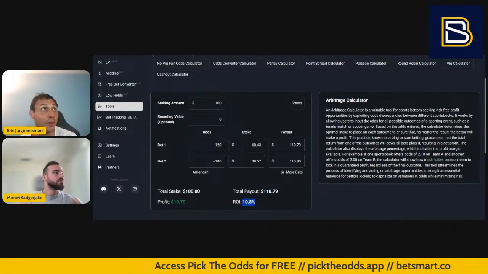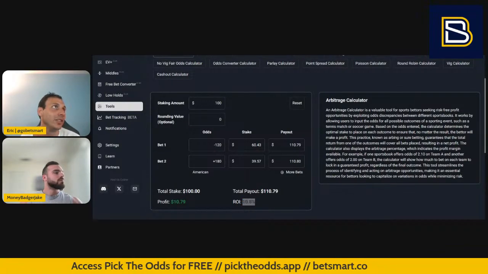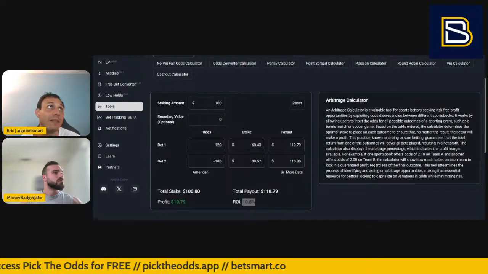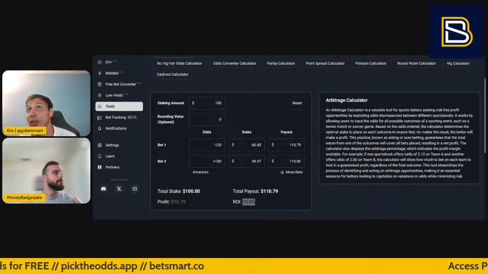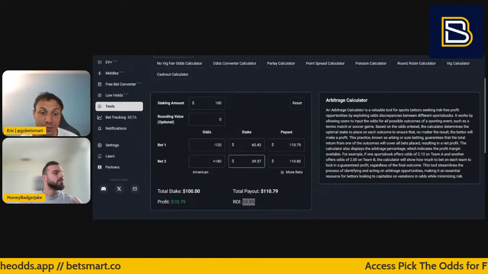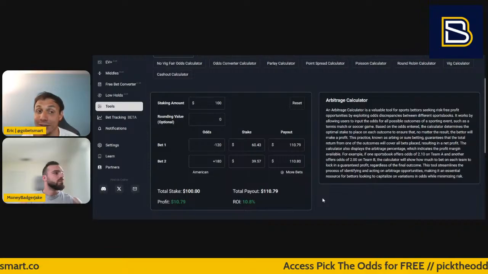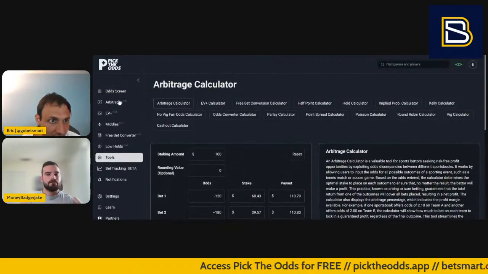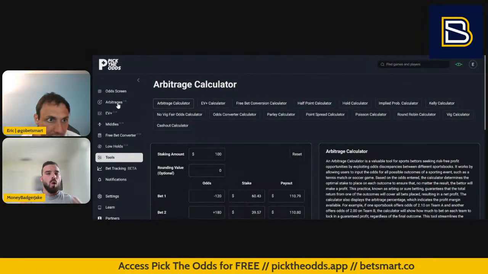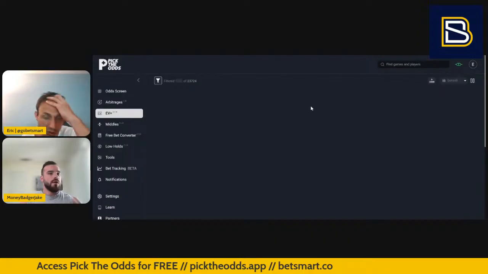10.8% ROI in the course of, let's see what time I bet that, just for accuracy's sake. I bet that at 11:14 a.m. So in literally 2.5 hours, I could have returned 10.8% on my money. Absolutely amazing. Let's go back and see what any more expected value things pop up.